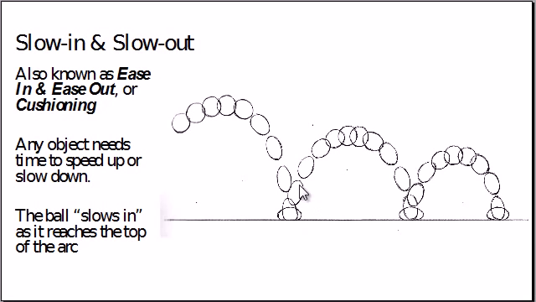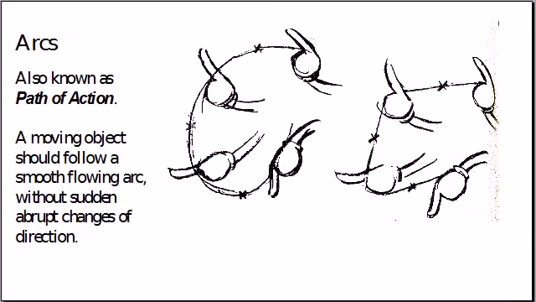Or you might say that as it goes to the top of the arc, it cushions into the top of the arc. Basically, it's about physics and about the force of gravity acting on things. So this is easing in and easing out. And the idea is that things don't generally move at a constant rate. You've got gravity and friction acting on them. A ball rolling along the ground will come to rest, and it will ease into its final position, or cushion, or slow in.